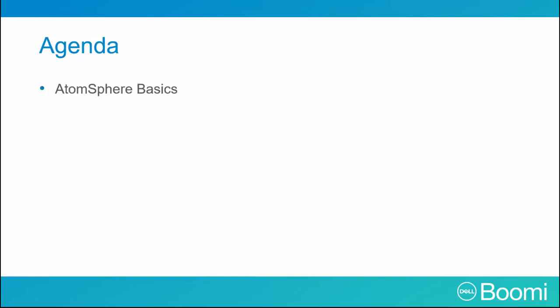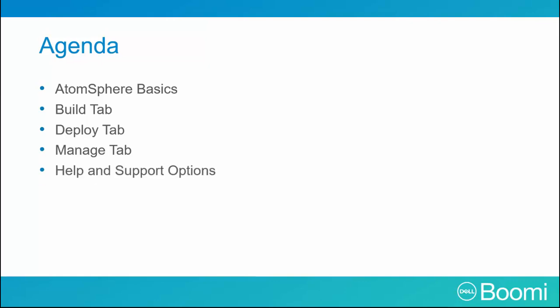In Atomsphere Basics, which is broken into two sections, you'll learn important terms to help you understand Atomsphere, and then we'll take a tour of the Atomsphere platform. Next, you'll learn about how processes are built, deployed, and managed through the appropriately named Build tab, Deploy tab, and Manage tab. Finally, we'll wrap things up with a complete walkthrough of a Boomi process and examine the available help and support options.